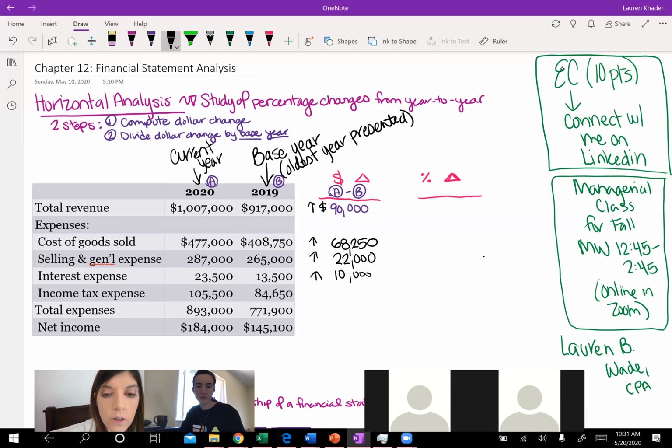What would cause this increase? Is it due to that increase in sales? Why did interest expense increase year over year?